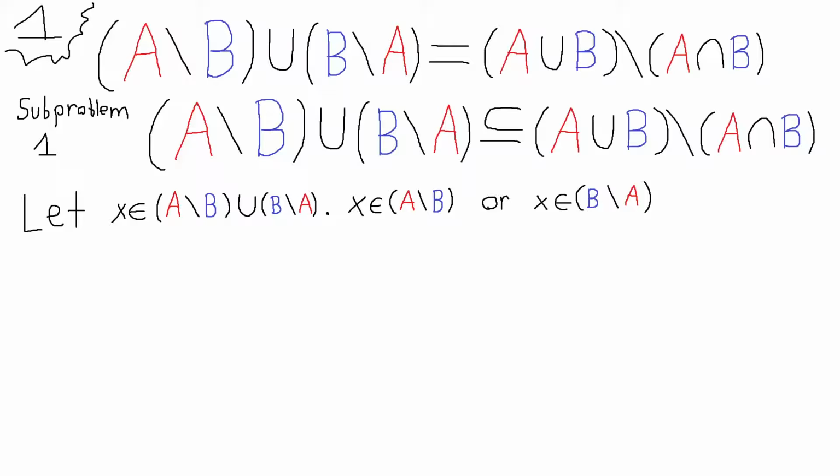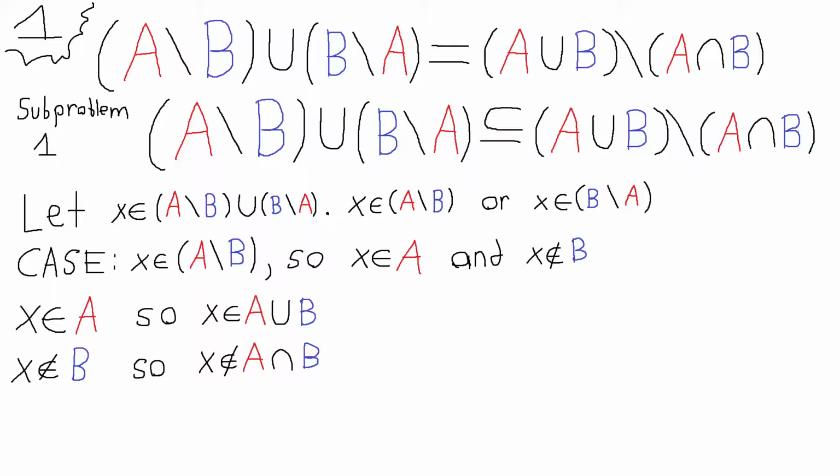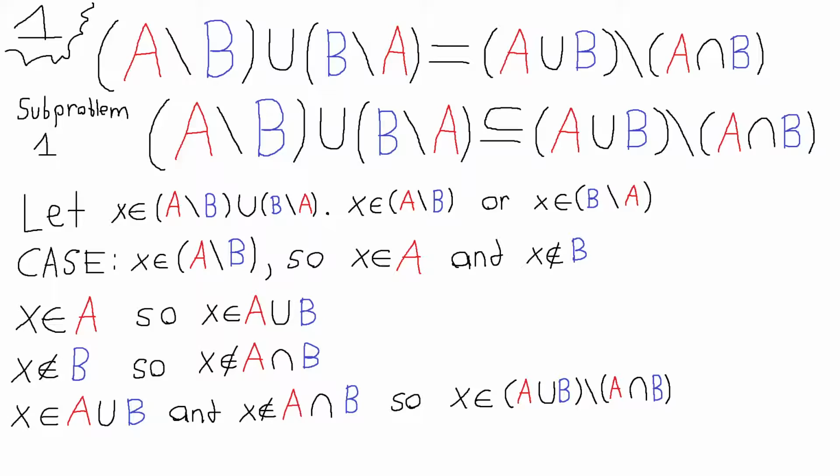If we are dealing with the first case, then x must be an element of A, while also not being an element of B. x is an element of A, so it's also an element of the union of A and B. Also, x isn't an element of B, so this means that it can't be an element of the intersection of A and B. Putting all this together, we see that x is an element of the right side, finishing this case.